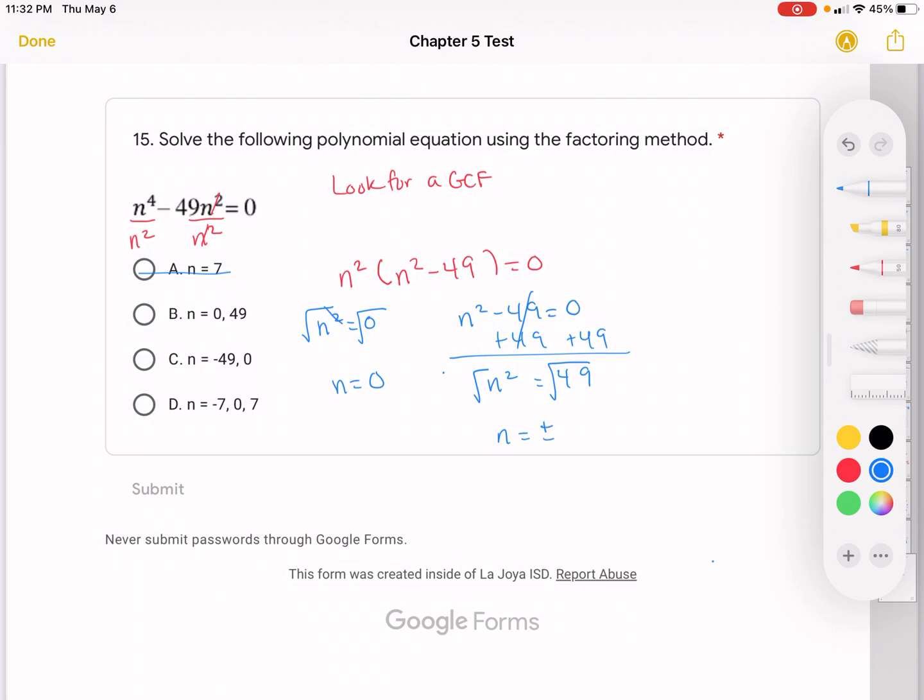The square root of 49 is 7. This makes sense because 7 times 7, or 7 squared, is 49. And negative 7 times negative 7 is also 49. So here we really have 3 answers. It would be n equals 0, negative 7, and positive 7.